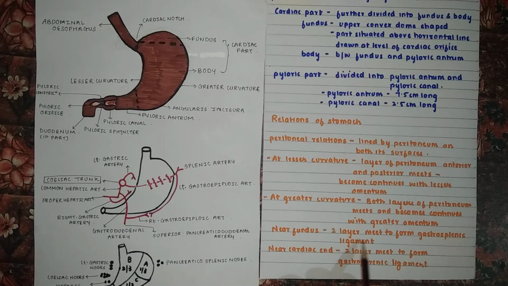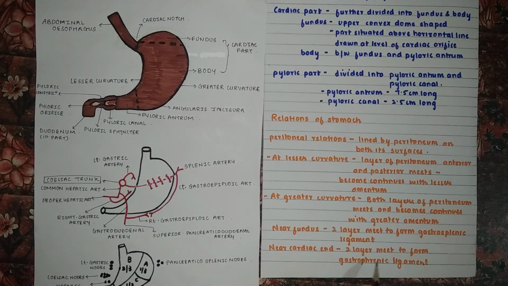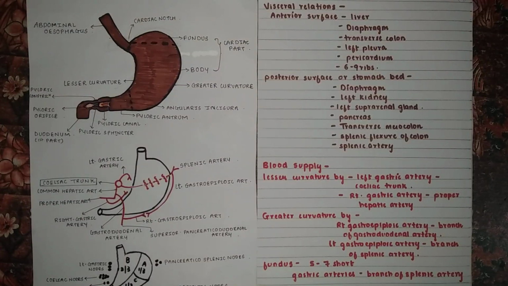Near the fundus, two layers meet to form the gastrosplenic ligament, and near the cardiac end, two layers meet to form the gastrophrenic ligament. Visceral relations: anterior surface is related to the diaphragm, transverse colon, left pleura, pericardium and 6th to 9th ribs. Posterior surface, also called the stomach bed, is related to the diaphragm, left kidney, left suprarenal gland, pancreas, transverse mesocolon, splenic flexure of colon and splenic artery.